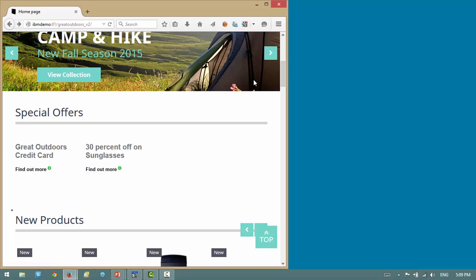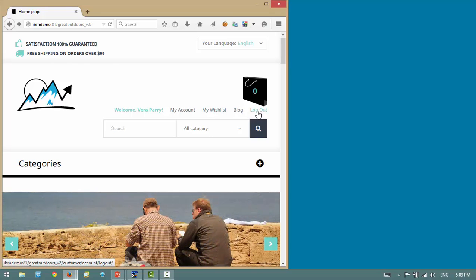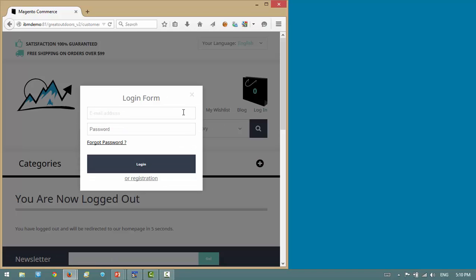Now, if I log in as a different user, the offers presented will be different. So let's go ahead and log in, or first, let's go ahead and log out, and then log back in as a different shopper.